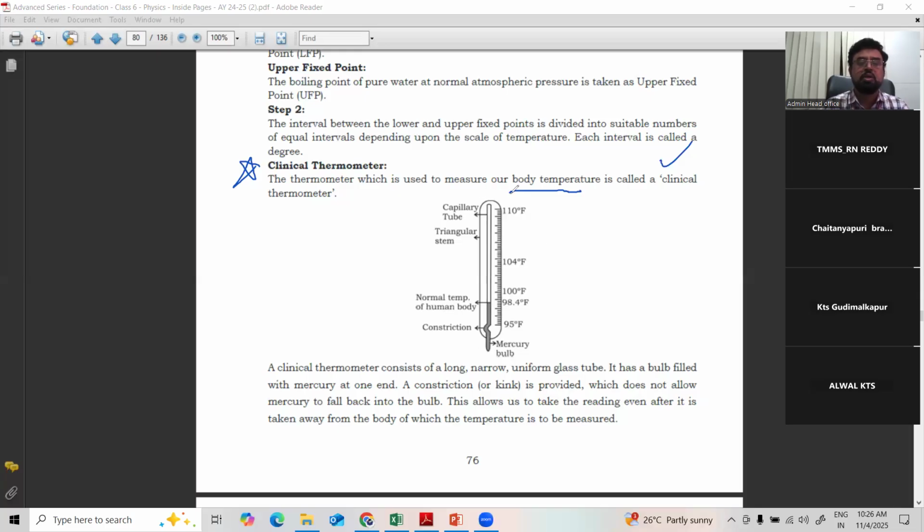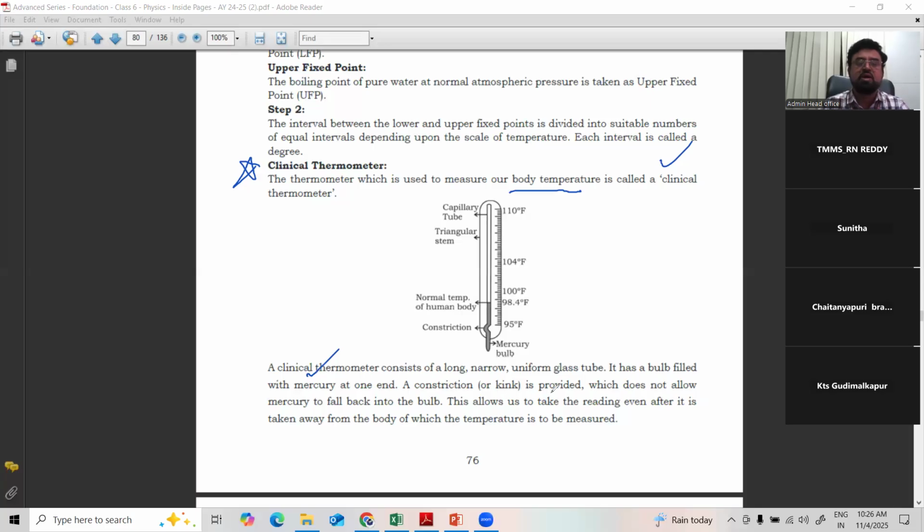Right? This is a clinical thermometer. A clinical thermometer consists of a long, narrow, uniform glass tube. It has a bulb filled with mercury at one end, and a constriction. The constriction is a thin, wire-like thing. That is the stem. The mercury is pushed up when heated and comes down when it is cooled.